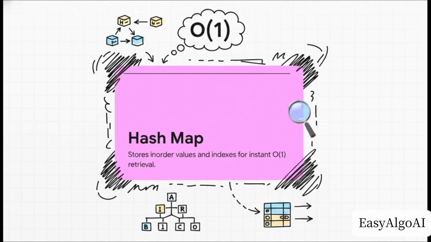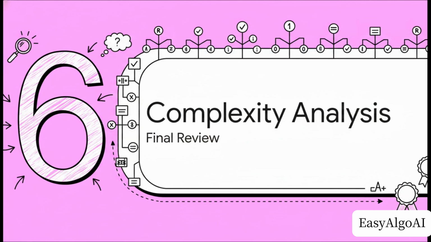And wait, there's one more trick. To completely eliminate the O(n) linear search required just to find our in-order index in the first place, we introduce our final, most powerful optimization, a HashMap. By mapping all the in-order values to their indices right up front, it's basically an indexing cheat code. It gives us instant O(1) lookups for any value's exact position. Let's wrap this up in section 6 with our final complexity analysis.